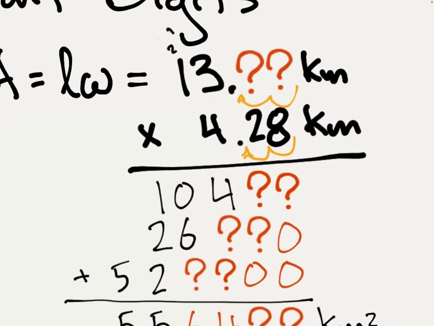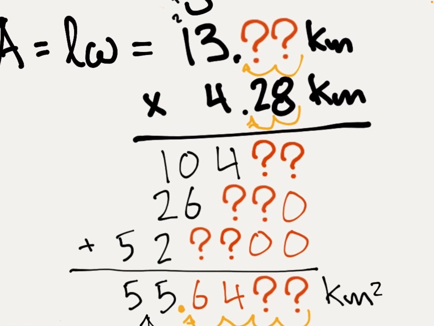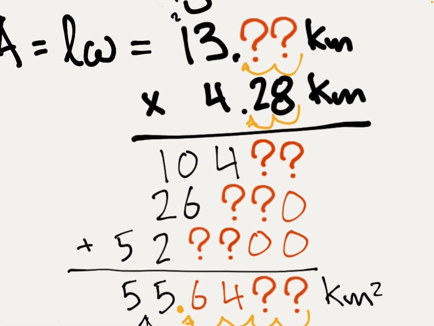We don't know that. So the best we can do is say we have 13 point, in this case, question mark. We don't know what those digits are. And we're going to multiply that by 4.28 kilometers. So I'm going to line up the decimal point here, and then we're going to multiply these things out. We're going to start with our 8, and multiply it by the first question mark. No idea what that is, so I'm going to go question mark. And 8 times the second question mark. No idea what that is, so question mark.